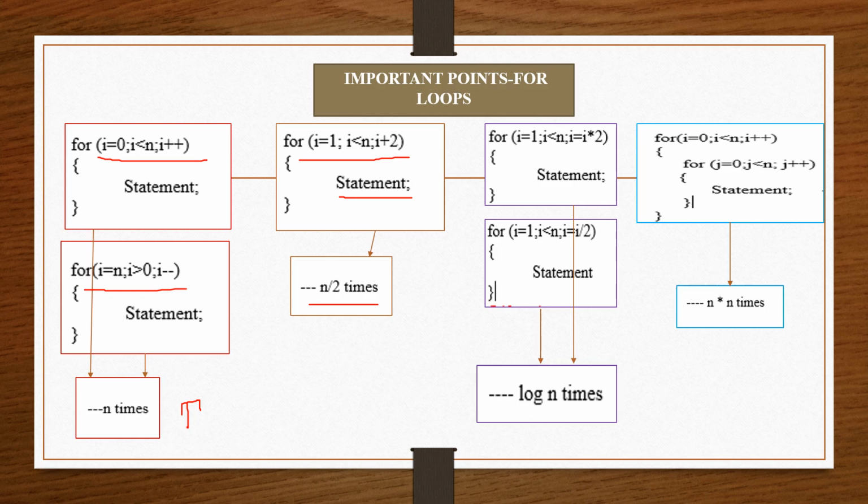And whenever you have a for loop of this type, it starts with i is 1, i less than n, and i is incremented by multiplying by 2 or dividing by 2. In that case, the statements inside the for loop will be executed log n times. And if there are two loops like this, the statement will be executed n square times. So the true times of this one and the true times of this one, that is why it is n square. Hope you understood how to calculate the time complexity of an algorithm.